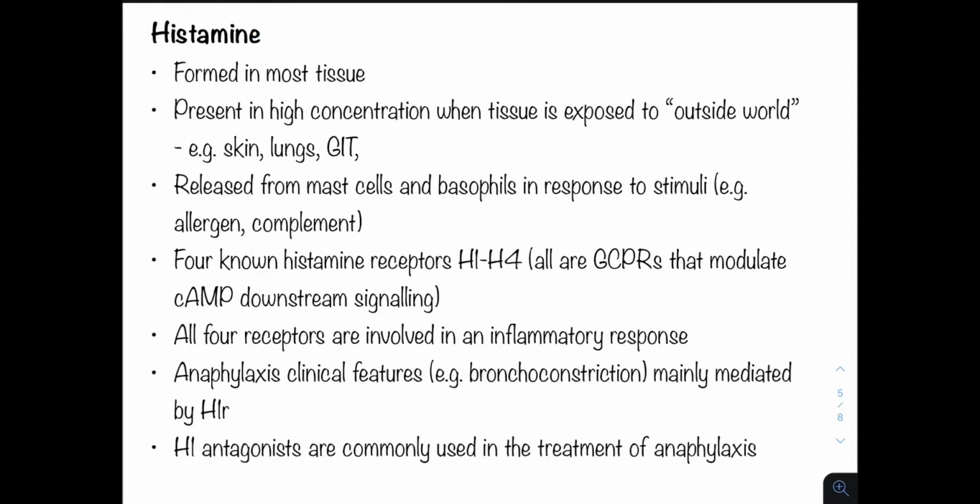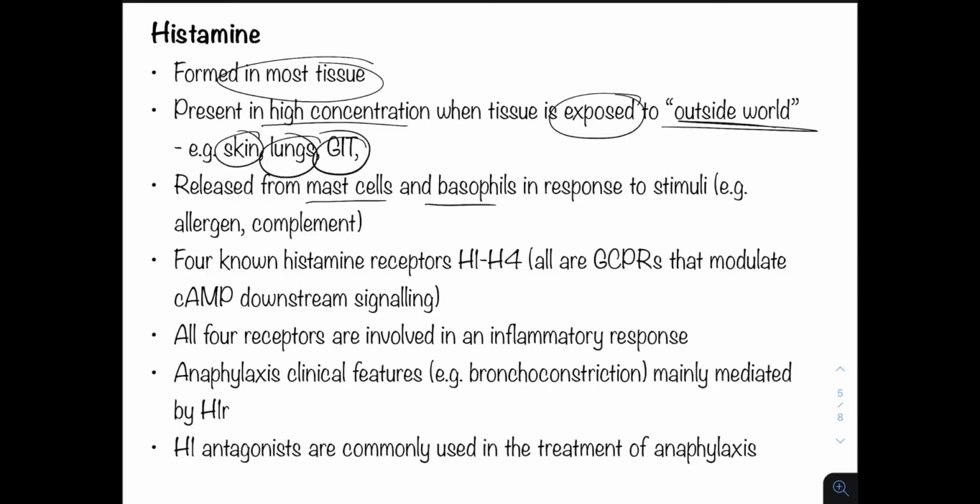Now, back to histamine. As we mentioned, histamine is one of the most important preformed mediators of anaphylaxis. Histamine is formed in most tissue and is present in high concentration when the tissue is exposed to the outside world, for example in the skin, lungs, and gastrointestinal tract. Remember, we said that histamine is released from mast cells and basophils in response to stimuli, including an allergen and complement activation. There are 4 known histamine receptors. These are H1 to H4.